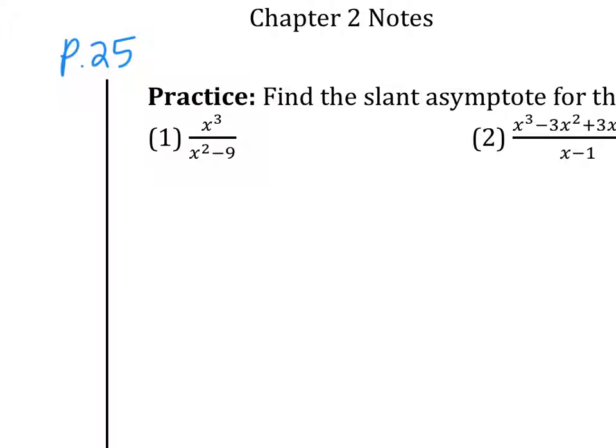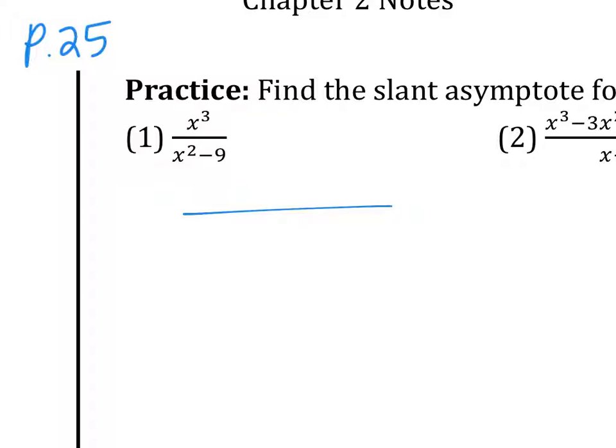So the degree on the top, is it the same as the bottom? Is it bigger or is it smaller? Bigger. So that means, is there a horizontal asymptote? No, so that means there's a slant asymptote. To find the slant asymptote, you need to do long division.